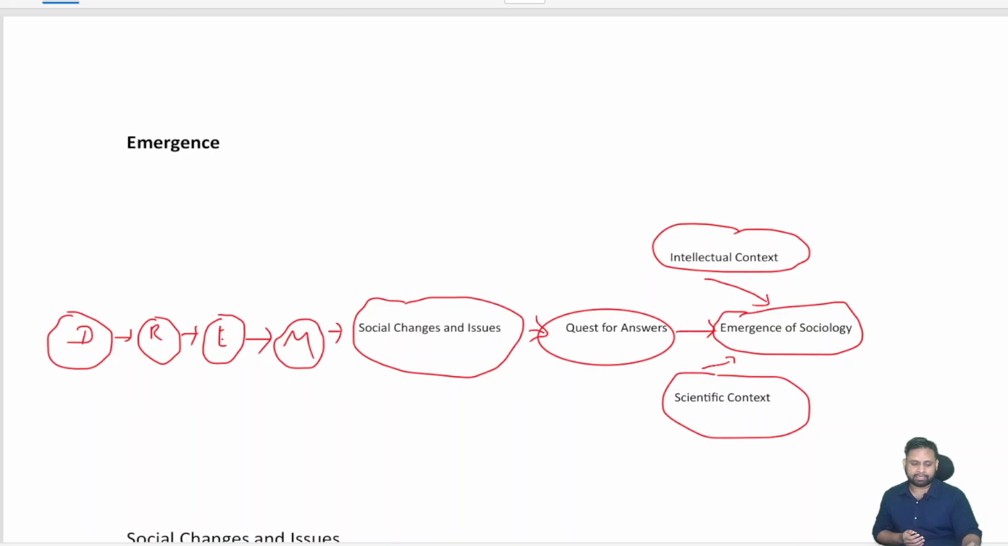Dark ages, Renaissance, Enlightenment, modernity. We are just discussing this in 5 minutes, so that's why: dark ages, Renaissance, Enlightenment, modernity. Then that leads to social changes. This is dealt with in the next video: emergence of sociology. Now Europe becomes new, so to solve those issues this discipline, sociology, the study of society, came.